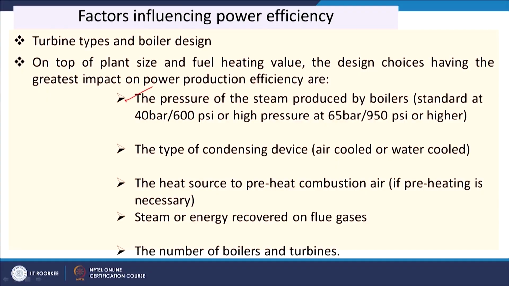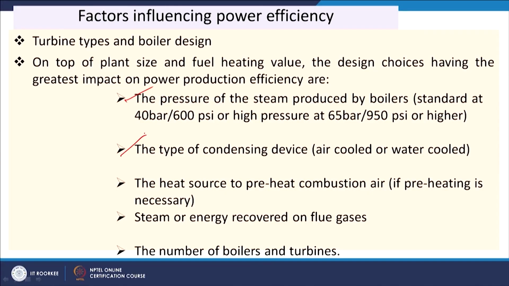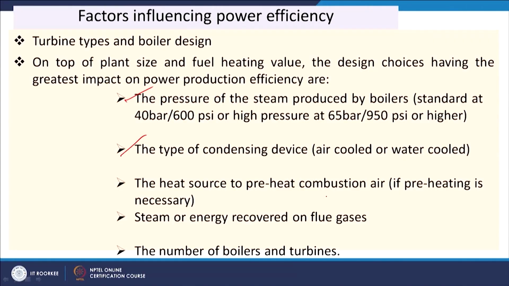Apart from this, the pressure at which the steam is produced will also influence it. Just as we have discussed the pressure ratio, the pressure used will also influence the performance. The type of condensing device, air or water, matters, so the heat transfer coefficient is different. The higher the heat transfer coefficient, the more efficient the heat transfer or recovery. So, that also influences the performance of the process, and so does the heat source to preheat combustion air, that is, whether we are recovering some amount of energy or not.